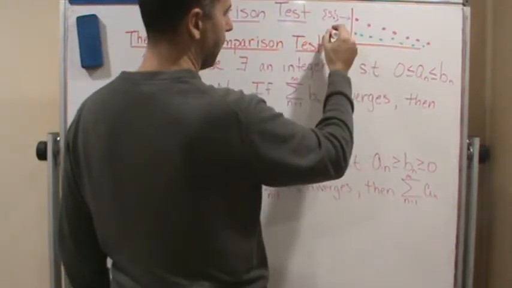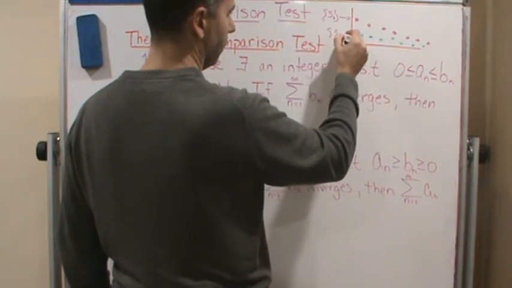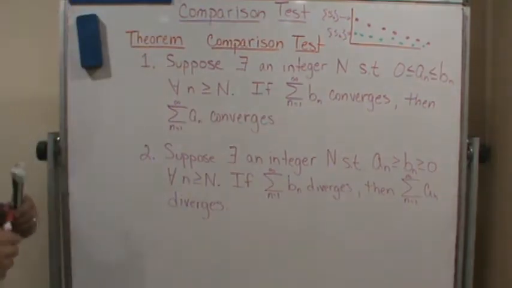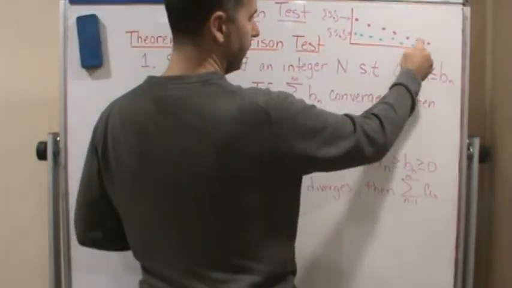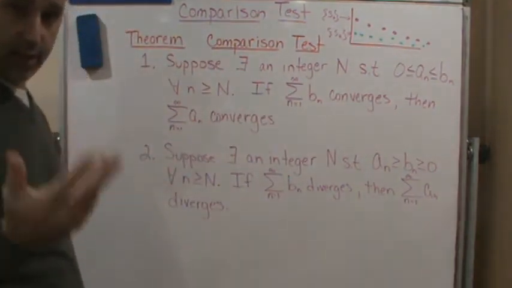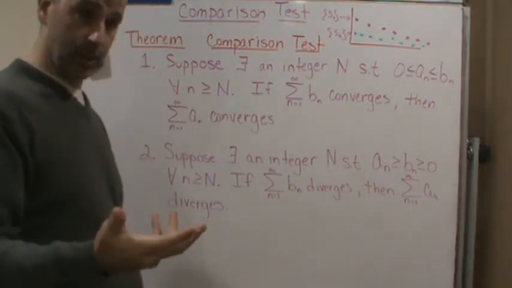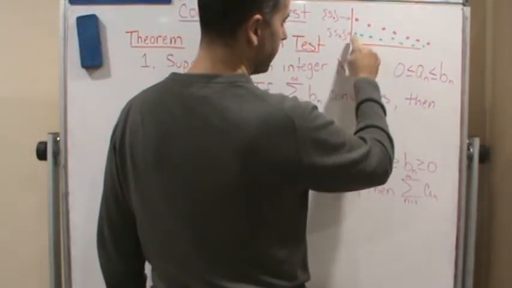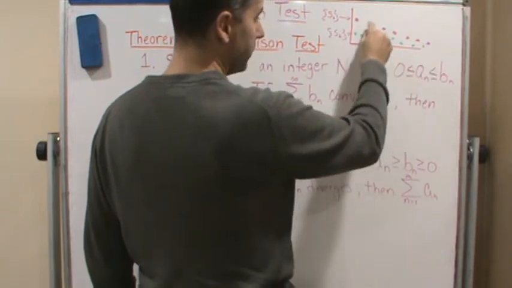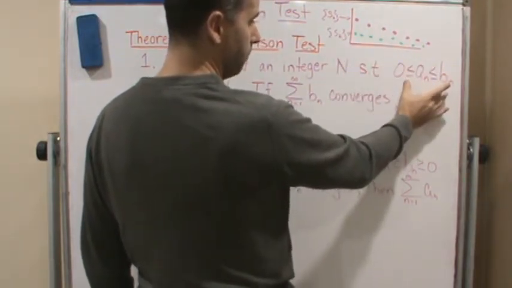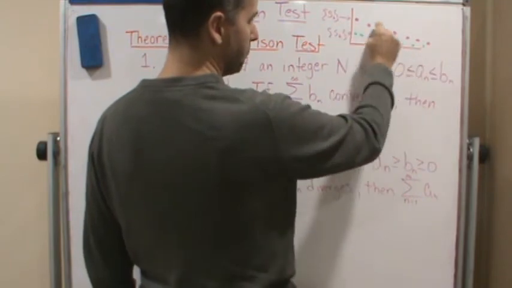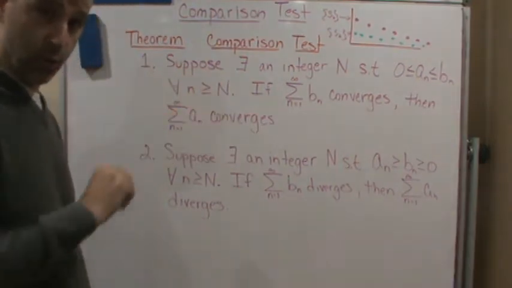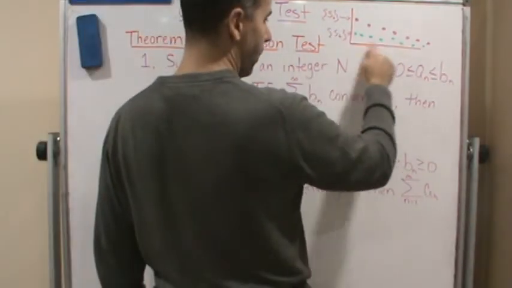And the green dots are the partial sums for a sub n. Well, if we know that this one converges by using one of the other tests, let's say it's a p-series or a geometric series, and we know that that one converges, well then the other one has to converge if it's always less than, right? So that's important here. So if this is always less than this partial sum, and this partial sum is converging to a number, then this would also have to converge.